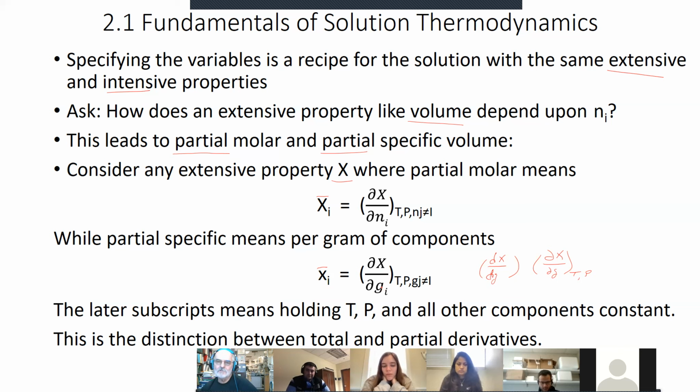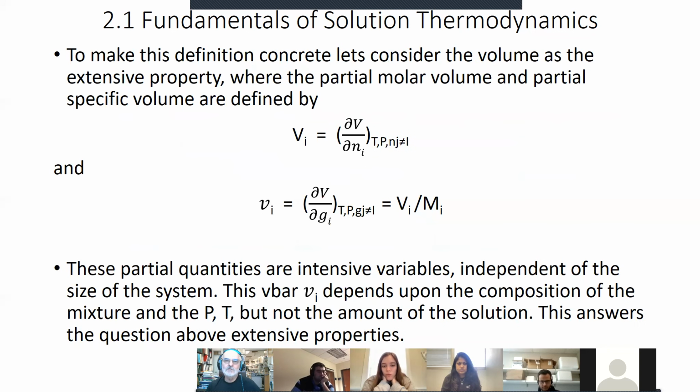It no longer depends upon the quantity, because it's the change in a solution when you add a small amount of this substance, either moles or grams. And so they then go on to make this more explicit, and they use volume as an example. They just consider volume as a partial molar quantity, capital V, or a partial specific quantity. In the book, it might use that notation. I tend to use a partial specific volume.